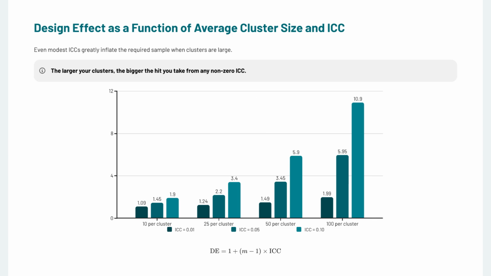For instance, with only 10 participants per cluster and an ICC of 0.01, the design effect is about 1.1, barely any inflation. But with 100 participants per cluster and that same ICC, the design effect nearly doubles. As ICC rises to 0.05 or 0.10, the inflation becomes dramatic. The takeaway? The larger your clusters, the bigger the hit you take from any non-zero ICC.